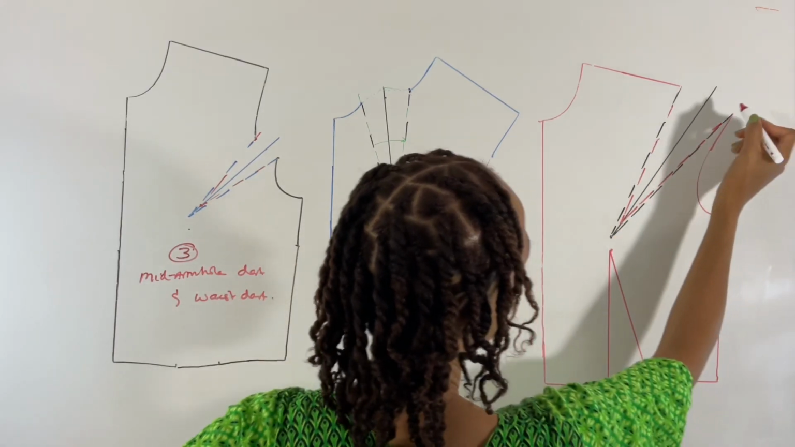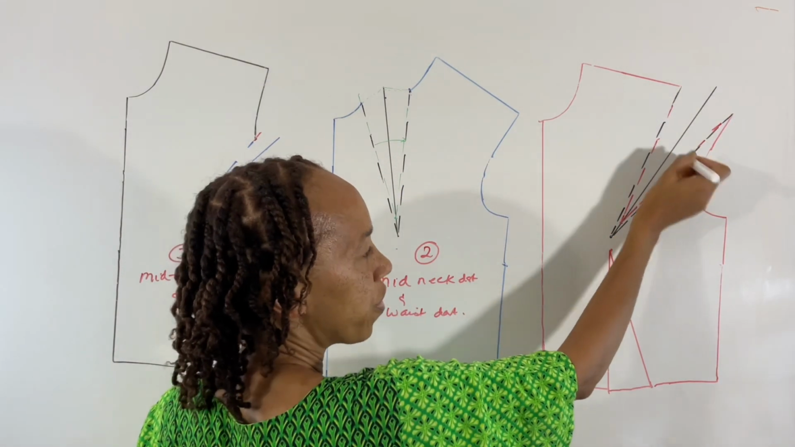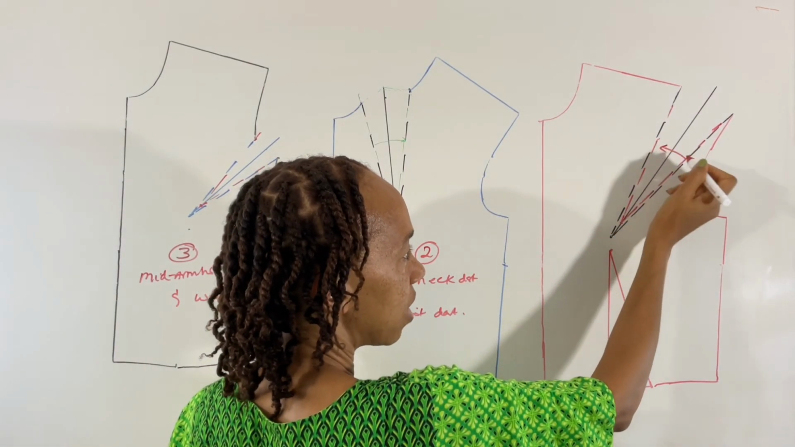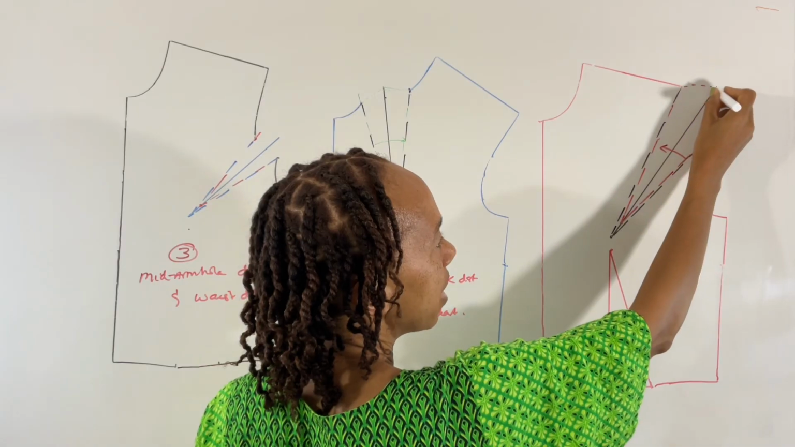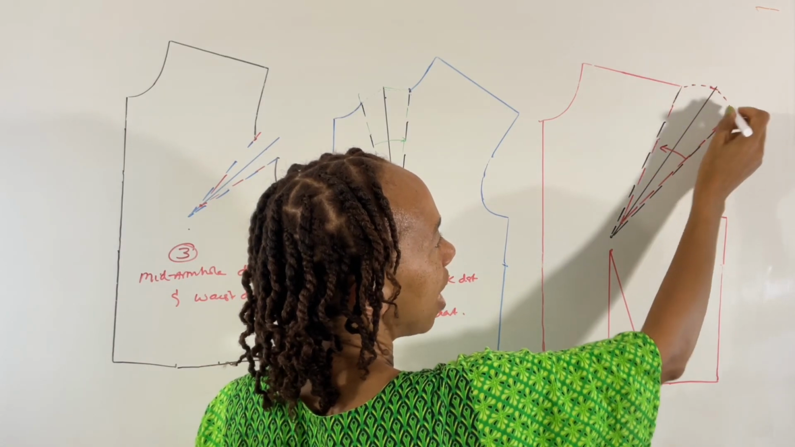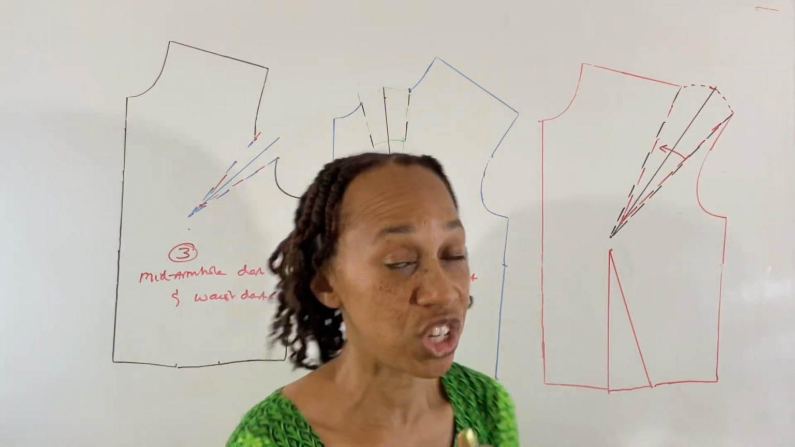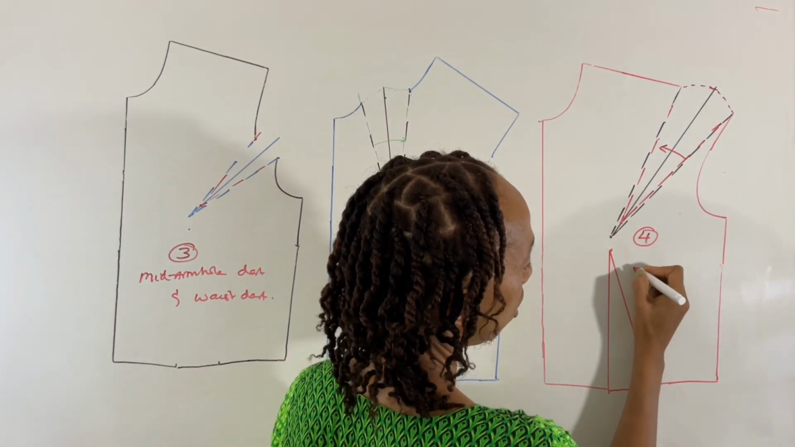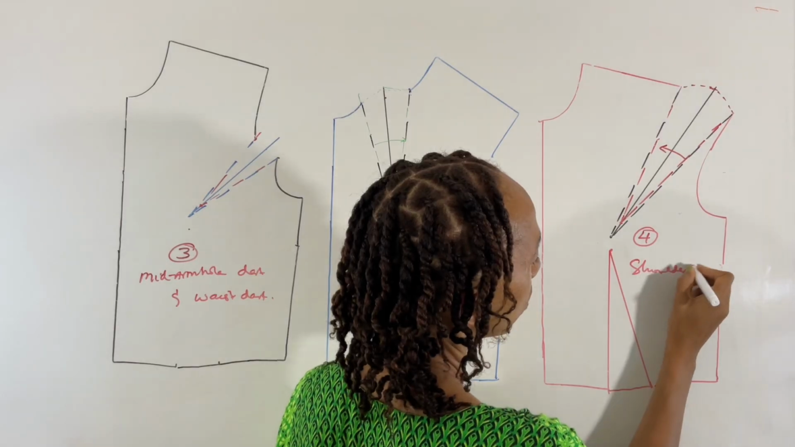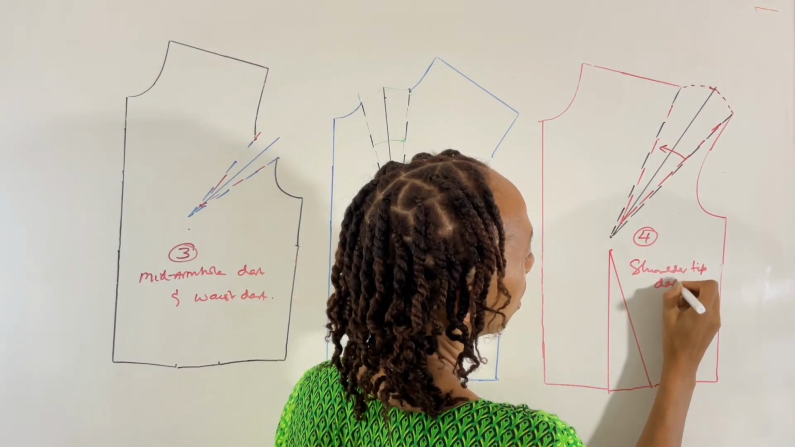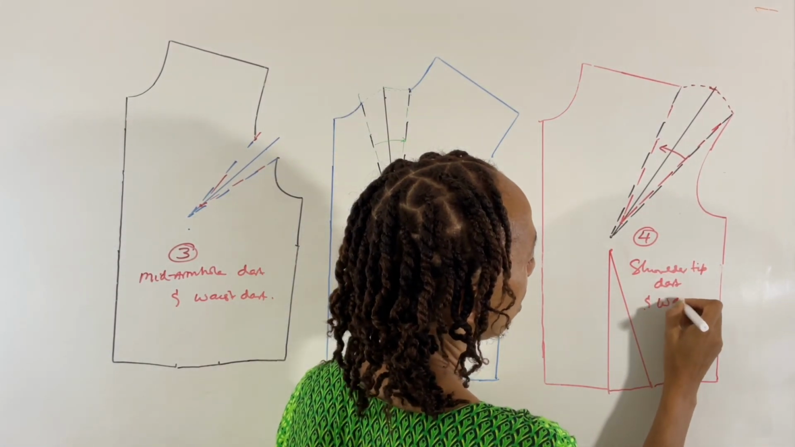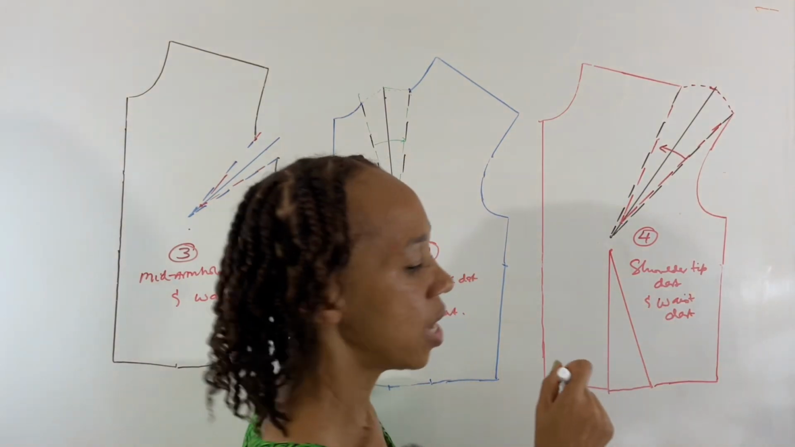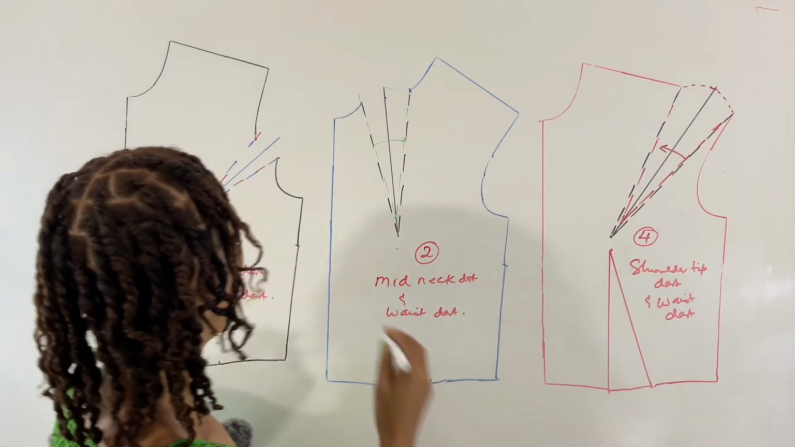And as I stated before, you would fold it with the fullness now going towards the center front, like that, and you will reshape here. It's not going to look exactly like that, but you will reshape it, and that is your fourth design, which is your shoulder tip dart and your waist dart. That's the fourth design.